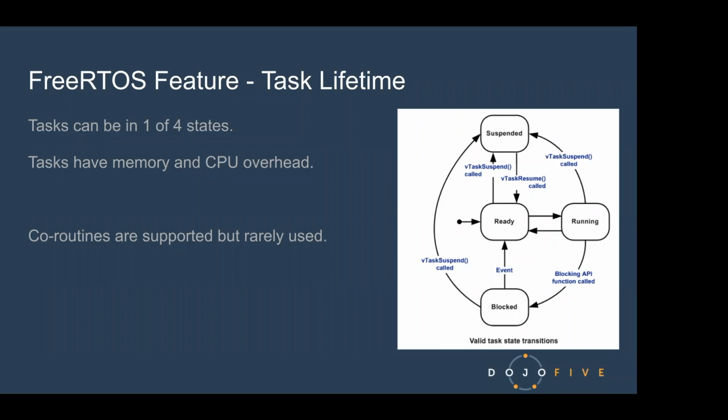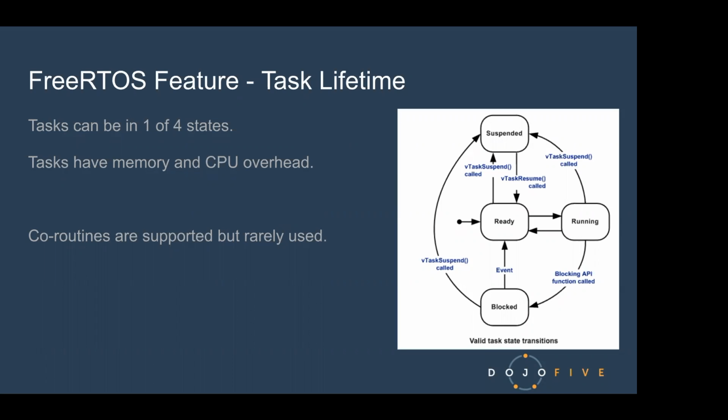Otherwise, as you can see, there are some of the API calls. vTaskSuspend will put it in suspended state. vTaskResume will put it back into a ready state. And a task basically sits in ready if it's ready to execute, but isn't actually the task that's running right now. So only one task is ever in running at any one time.